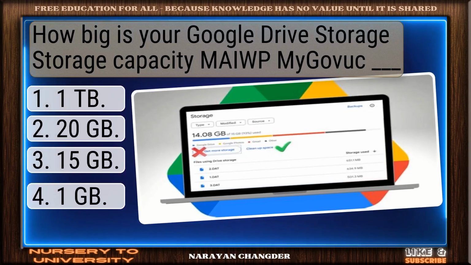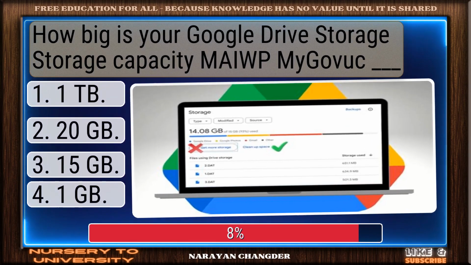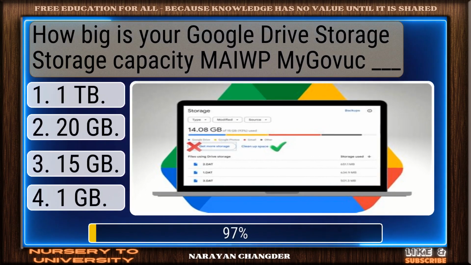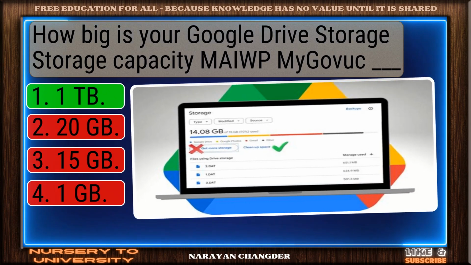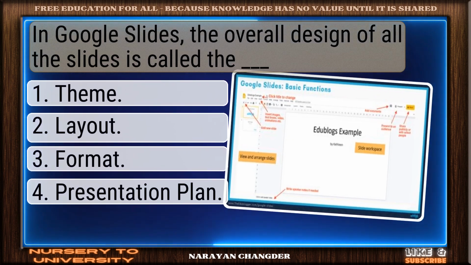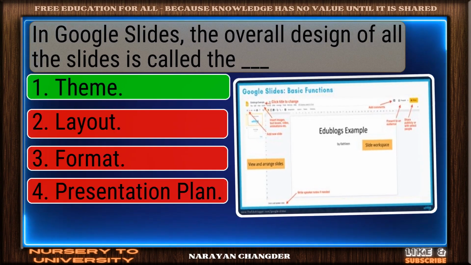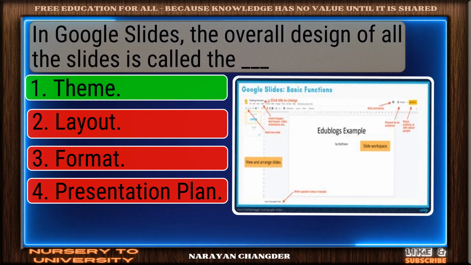How big is your Google Drive storage capacity? Nicely done. 1 TB is a solid answer. In Google Slides, the overall design of all the slides is called the Dash. Great job. Theme is the accurate answer.